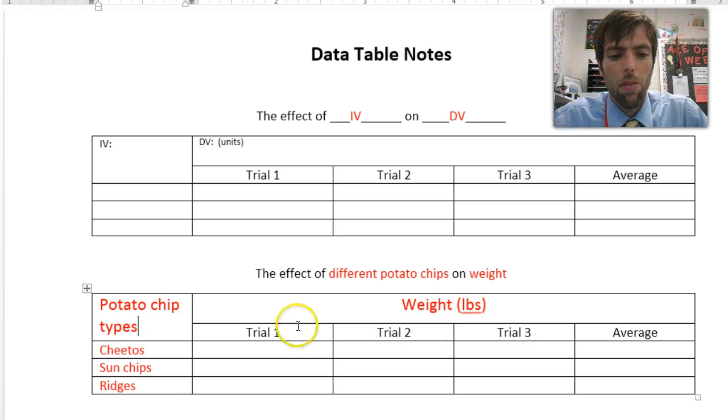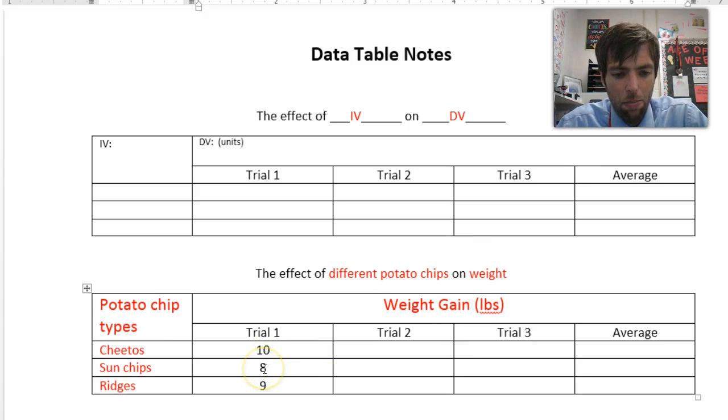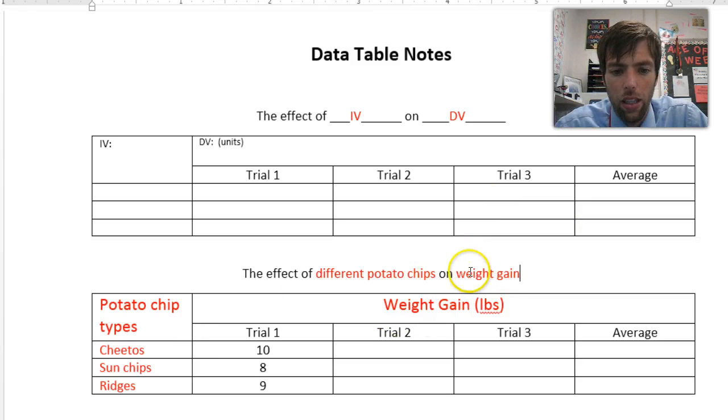And let's pretend after we do the experiment, let's say on the first trial, we have a bunch of people that eat potato chips, and they're like, oh my gosh, all these people gained like 10 pounds the first week. Now, some teachers would say, go ahead and write pounds right here, but we're not fools. We know that it's weight and it's pounds. We've already mentioned it up here, so we don't need to waste time writing the unit. So let's say they gained 10 pounds, they gained 8 pounds, they gained 9 pounds. Oh, and you know what I realized? We shouldn't just say weight. We should say weight gain. Because these people didn't weigh just 8 pounds. They gained weight pounds. So we should probably change our title. The effect of different potato chips on weight gain.